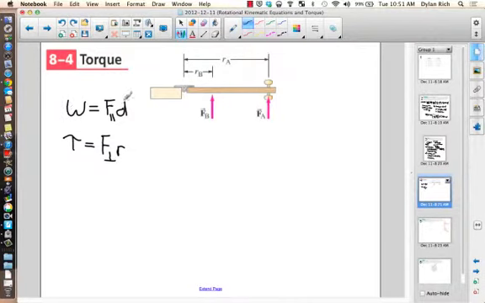Work, is it a vector or a scalar? Force is a vector, displacement is also a vector. A vector times a vector is a scalar. Sometimes it's a vector, but in this case, it's a scalar for work. Torque, however, is a vector. It has a direction. Why does that have a direction?